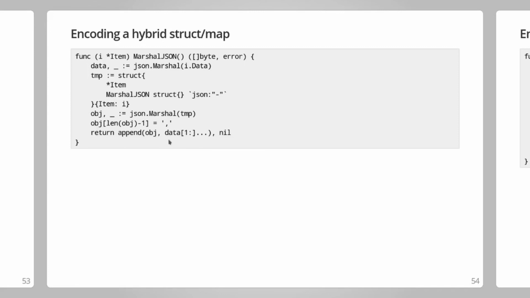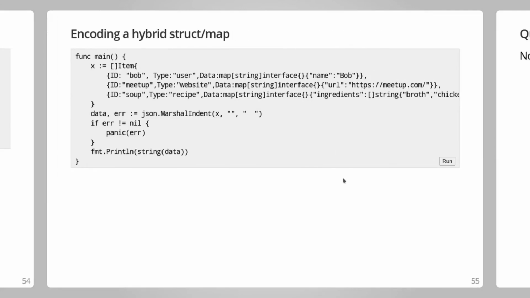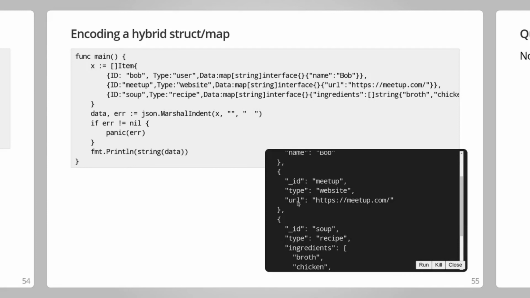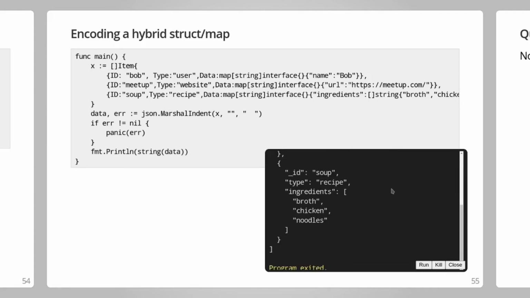To combine those, I replace the final character of obj, which should be a closed curly brace, with a comma. And then I append all except the first character of data to that and return that. So here we have our input data, this time it's Go objects, but they're essentially the same data we had before. We have Bob, meetup, and soup. And let's see what the JSON output looks like. In the first case, we have an object with three fields, ID, type, and name, as expected. The second one, ID, type, URL, and the third one, ID, type, and ingredients.